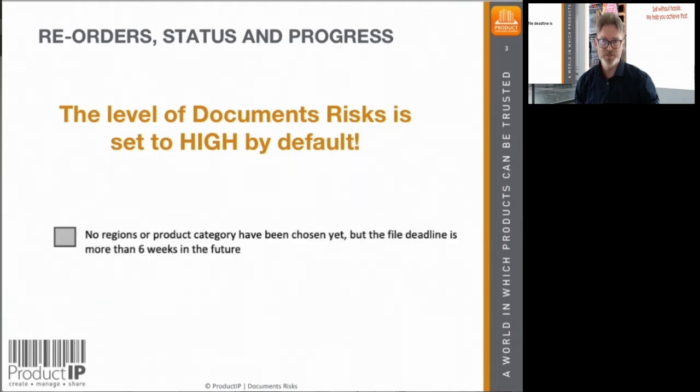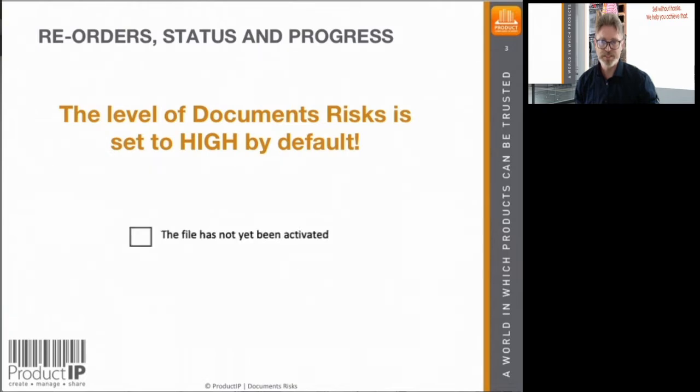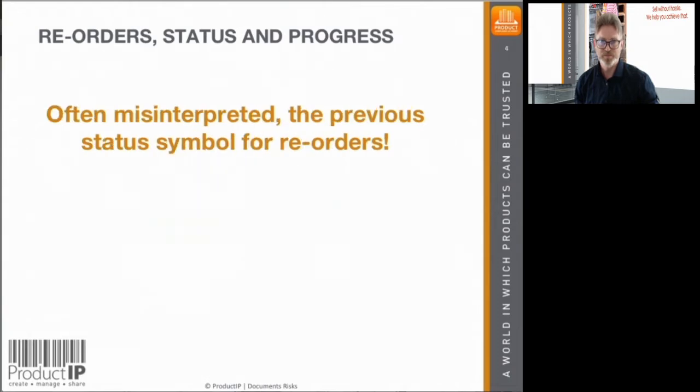An empty gray block means that regions or product categories haven't been chosen yet, but the file deadline is more than 6 weeks in the future. And last but not least, a white block means that the file hasn't been activated yet. So one of the advantages of using the ProductIP platform is that we monitor all relevant directives, regulations, standards, so that you are always up to date.